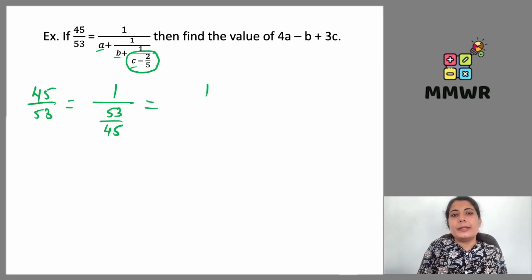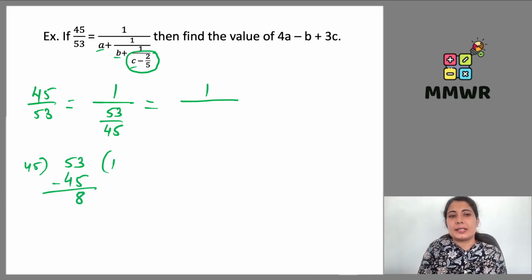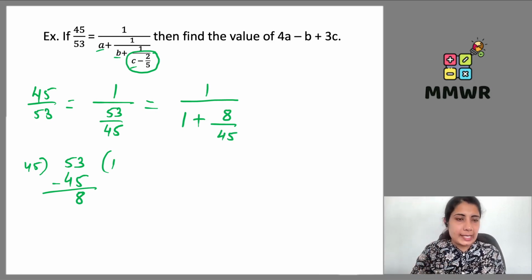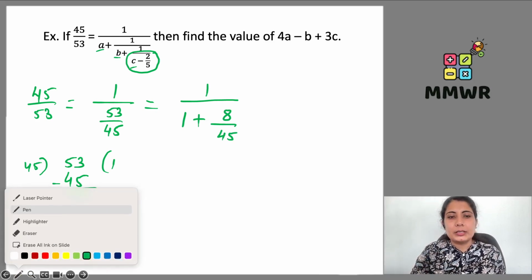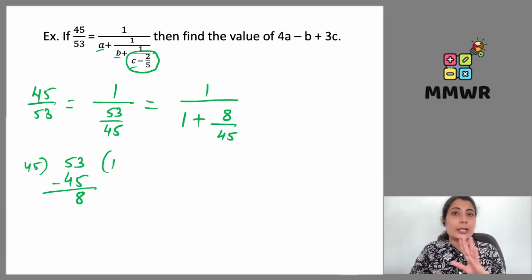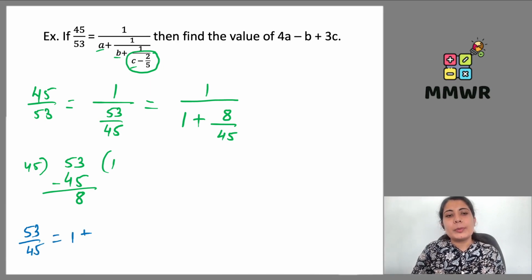Okay? So 1 upon. First I divided 53 by 45. 45 ones are 45 and the remainder is 8. So 53 upon 45 can be written as 1 plus 8 upon 45. I'll be showing you both methods, the basic as well as the shortcut one. So this is the basic method, in which I was trying to divide this 53 by 45, which gave me 1 plus 8 upon 45.